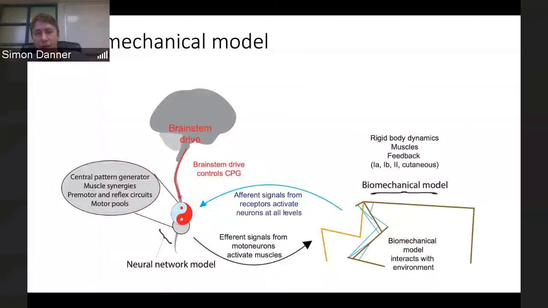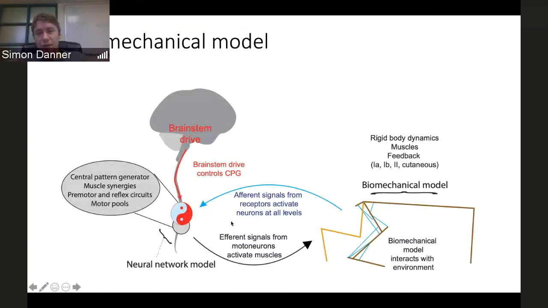So how can we accomplish this? So far we have a central model that receives brainstem drives and consists of interconnected central pattern generators. Now we want to look at the afferent feedback signals and how they interact with this circuitry. So in order to do that, we have to build a fully integrated neuromechanical model. And the reason for this is that the afferent feedback signals depend on the state of the muscle and also on the muscle activations. And the state of the muscle, like the length, velocity, and the force, depend on the state of the musculoskeletal system and its interactions with the environment, and also on the muscle activations that come from the efferent signals from the motor neurons.